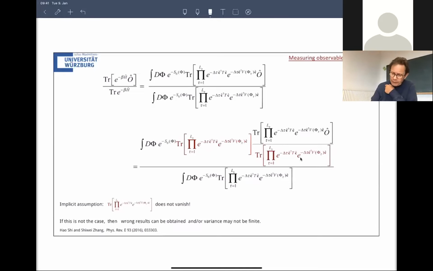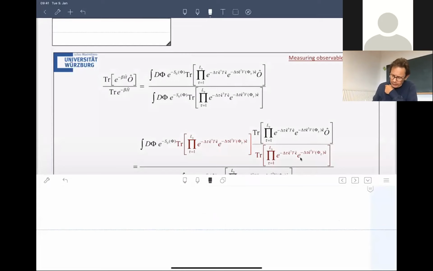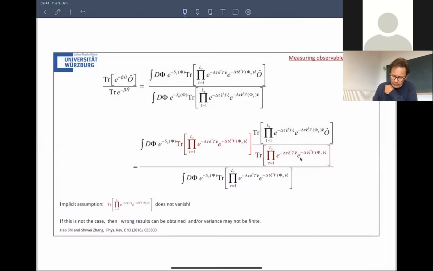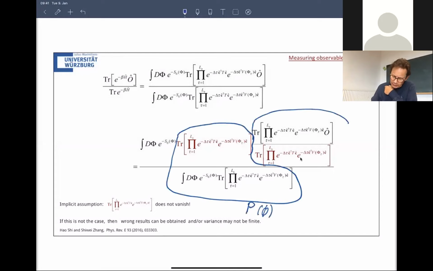So once we have this, then we can do the following. This is now the probability distribution I will use to sample, right? This will be my P, for a given phi, right? And this object here will now be my observable, which I write with two brackets, and which is dependent on the field phi. Okay, so this is what we will do.